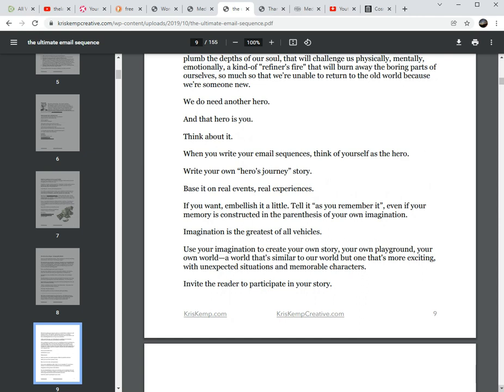Imagination sometimes is the greatest of all vehicles. Use your imagination to create your own story, your own playground, your own world. A world that's similar to our world, but one that's more exciting, with unexpected situations and memorable characters. Invite the reader to participate in your story.